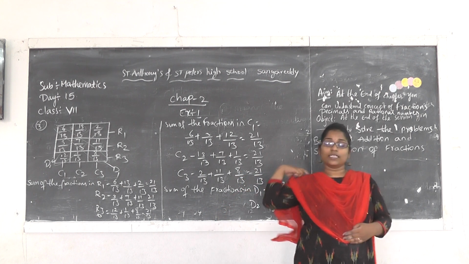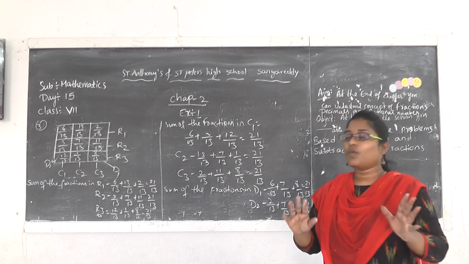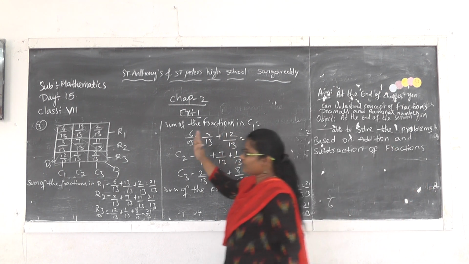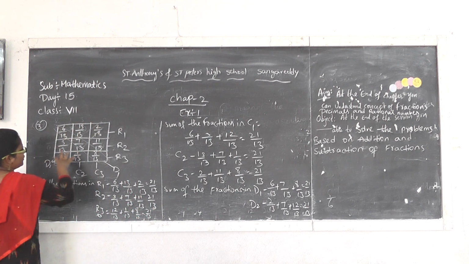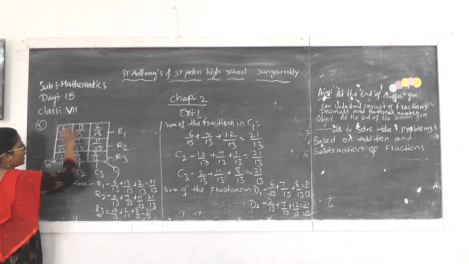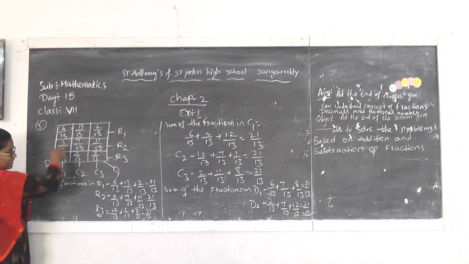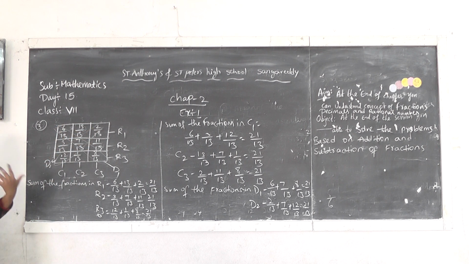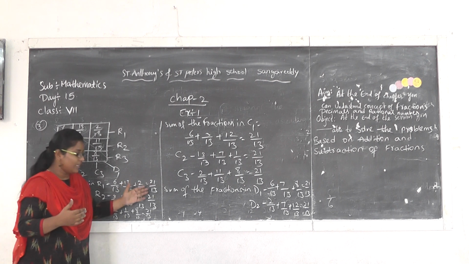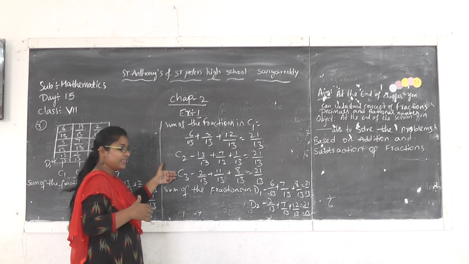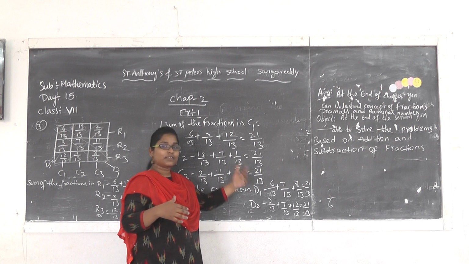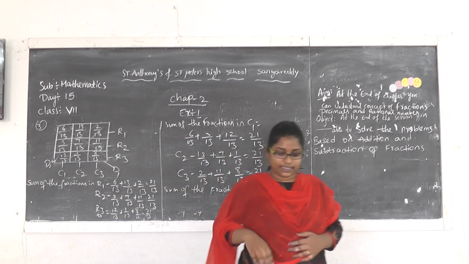So this is the question, this is the solution. What we did: one square was given, and they said to add each row, row 1, row 2, row 3, and column 1, column 2, column 3, and the diagonals. After adding we have to observe whether we got the same answer or a different answer. When we go through row 1, row 2, row 3, the answer is 21 by 13, columns also 21 by 13 only, and the two diagonals also 21 by 13. So that is the result.